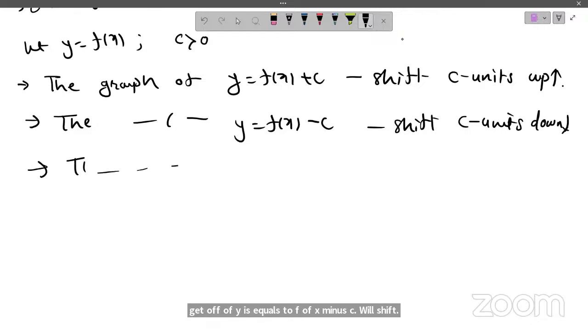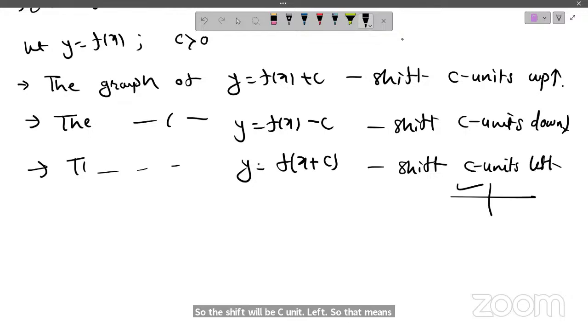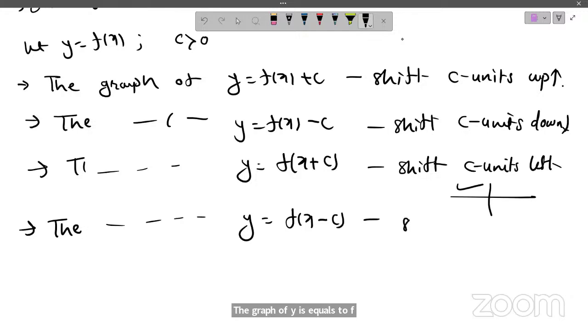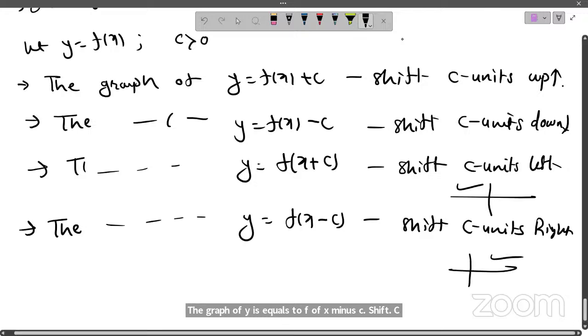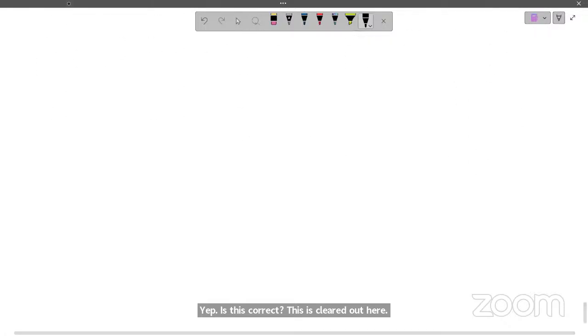And the graph of y equals f(x plus c): now I'm adding in the x coordinate, so the shift will be c units left. And the graph of y equals f(x minus c) will shift c units right. Is this clear to everyone? Yes, ma'am, it's clear.